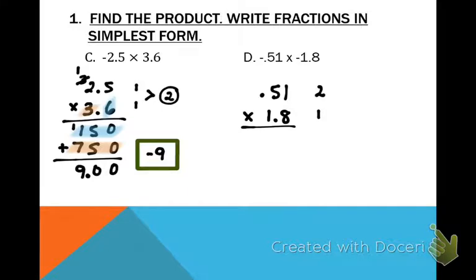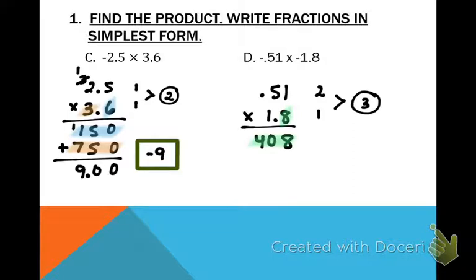Madison, what do you get? 2 plus 1, 3. Okay, so we know in the end we're going to be moving that decimal point over 3 times. Nasir, do it for me, please. We're going to first multiply times that 8. What's 1 times 8? 8. Keep going. 5 times 8 is 40.